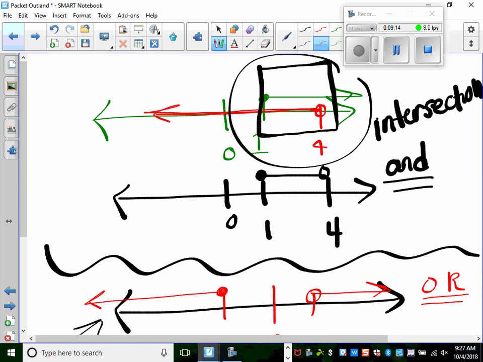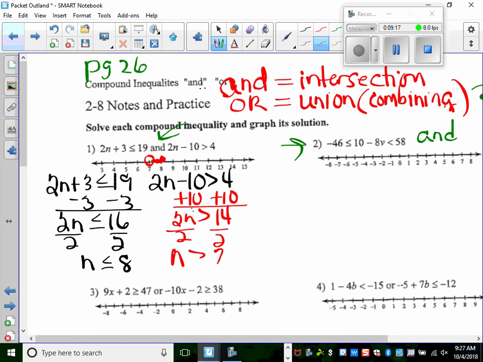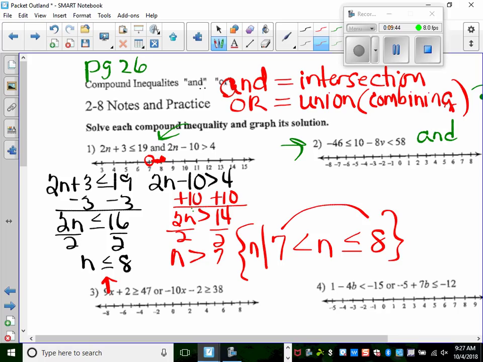So going back to our problem, we're going to start with our smaller number. So which one is smaller, 7 or 8? 7. So we're going to say n such that 7, even though it's greater, we're switching it, it's going to be less than n, and this one has an equal sign, so it's going to be less than or equal to 8. So that is how you would write it in set builder notation. Start with your smaller number to your larger number, your variable in the middle, and use less than or less than or equal symbols.